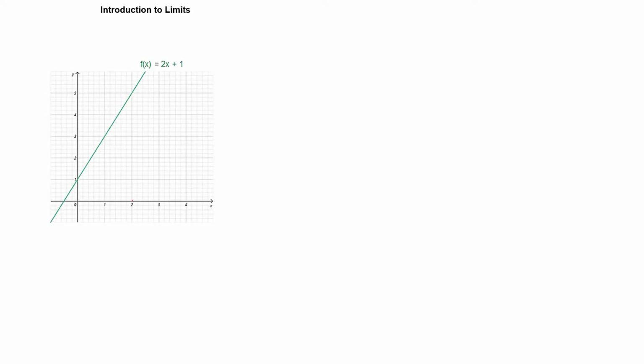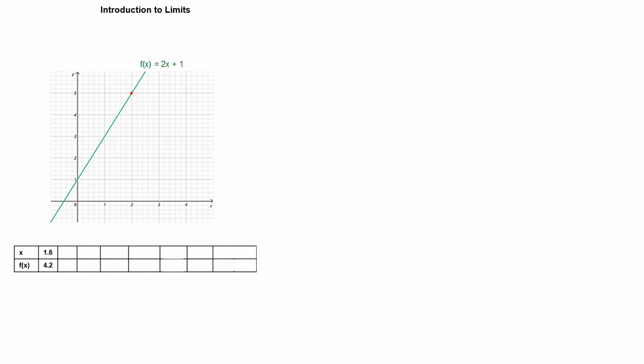We begin our exploration of limits by taking a look at the function f of x and its graph. Let's focus our attention on the behavior of the graph for values of x around x equals 2. To get an idea of the behavior of the graph of f near x is 2, we can use two sets of values, one set that approaches 2 from the left and one set that approaches 2 from the right, as shown in the table.